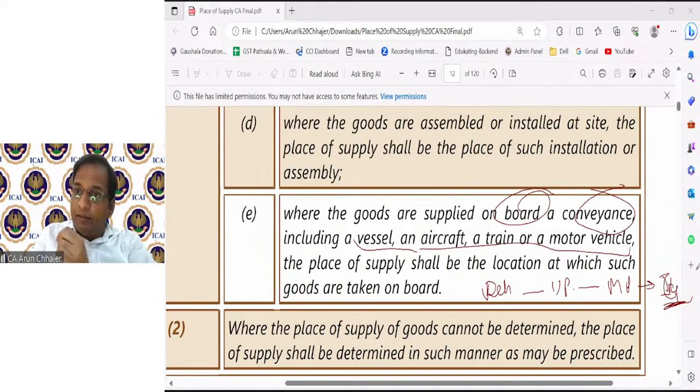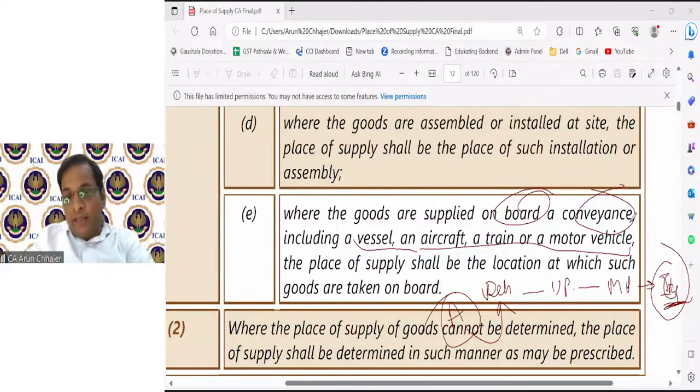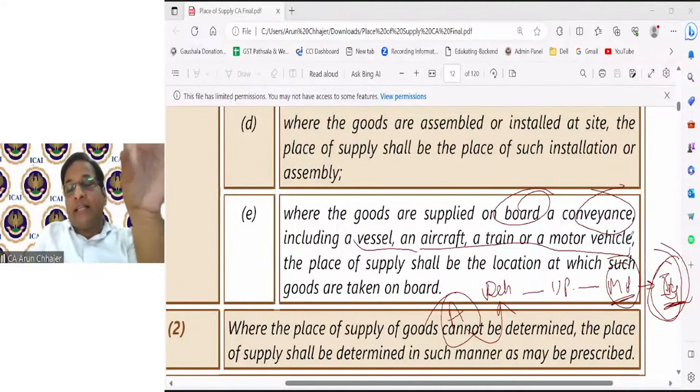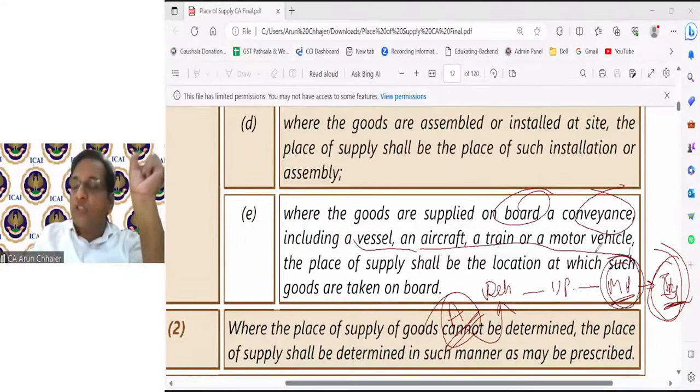By this route, Mr. A is traveling and A has taken the train from Delhi for going to Chhattisgarh. He has purchased the goods at Madhya Pradesh and consumed the goods at Chhattisgarh. Say IRCTC is supplying certain goods to that passenger Mr. A. A has purchased the goods in Madhya Pradesh and consumed them in Chhattisgarh.